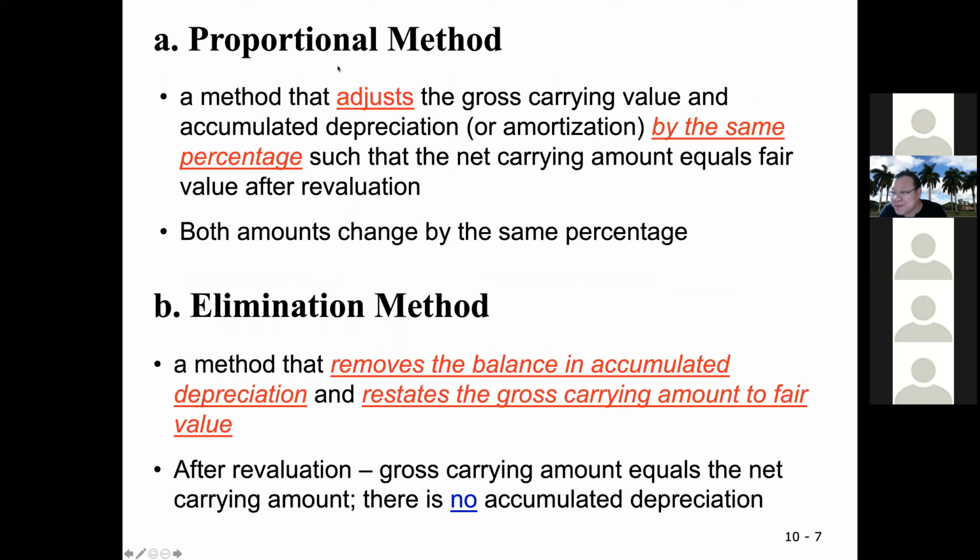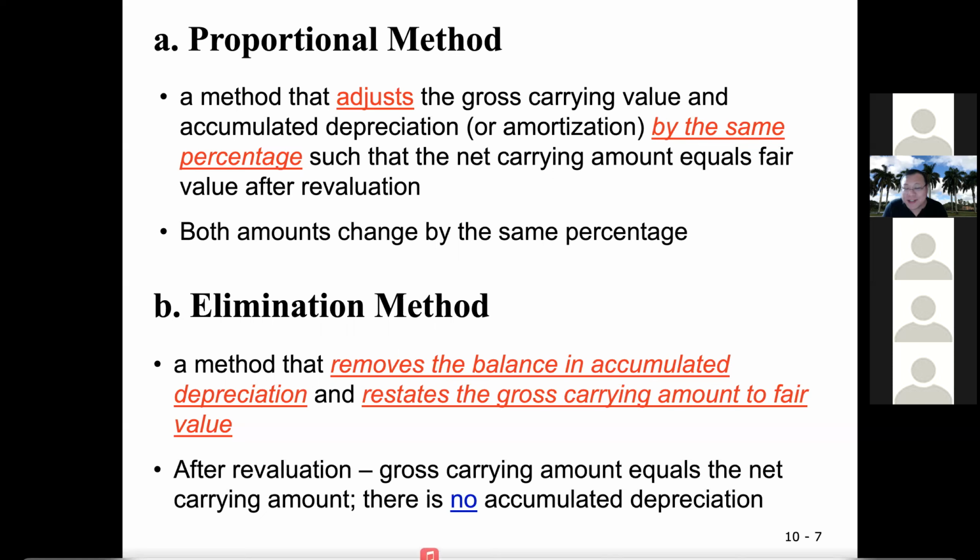So proportional method, this is the method, okay? Adjust both accounts, the cost and the cumulative depreciation account, by the same percentage. And your end goal is, after the adjustment, the difference between the two accounts, which is the adjusted carrying amount, reflects the fair value on the revaluation date, okay?